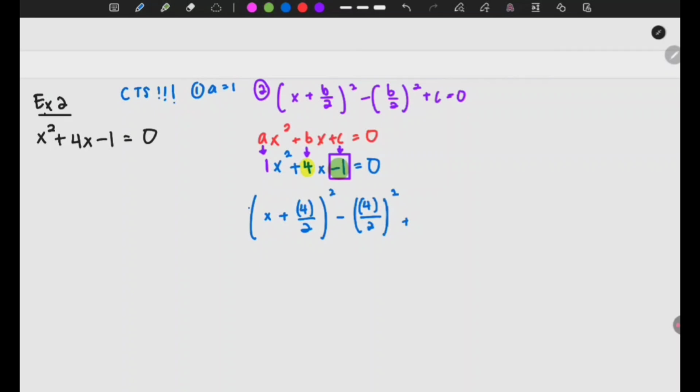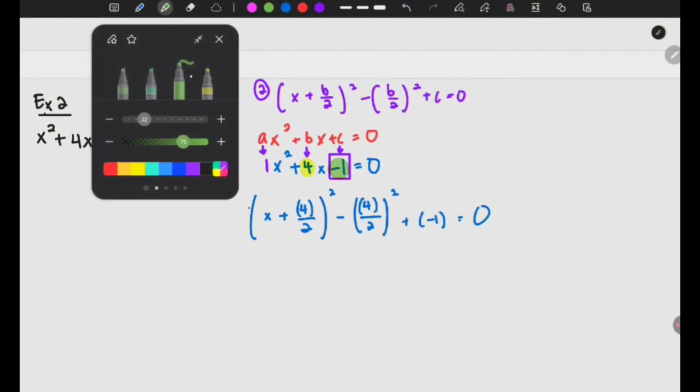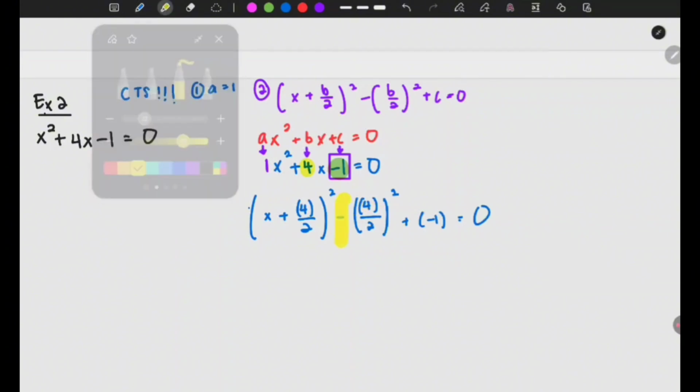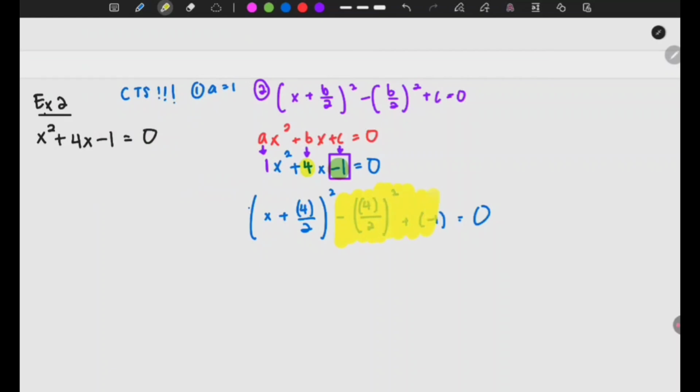And the same step after this. This thing, the entire thing, just press in your calculator. So 4 divided by 2, you get 2. 2 squared is 4. So minus 4. You minus 1, you get minus 5. So this thing, you press in your calculator, and the calculator will give you the answer minus 5, and it equals 0.